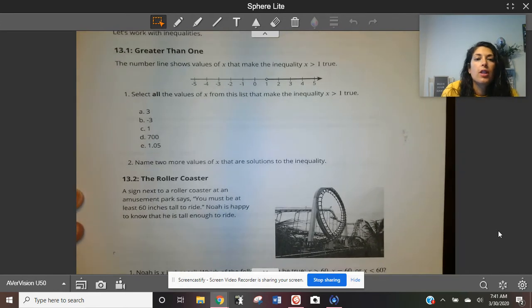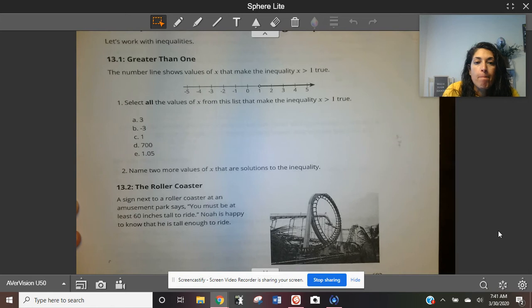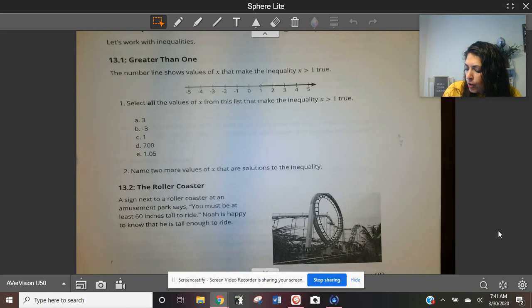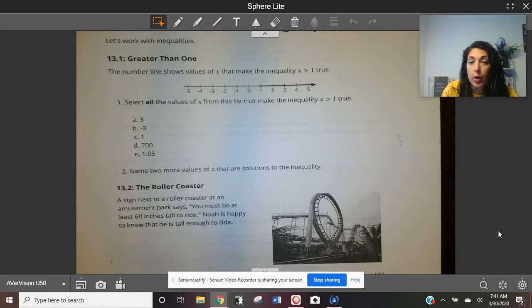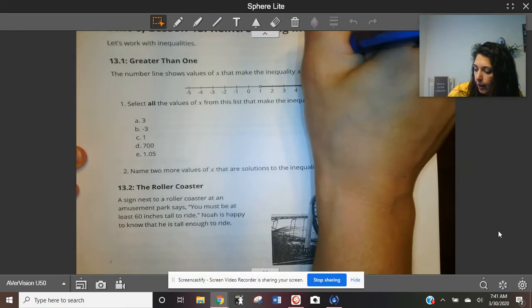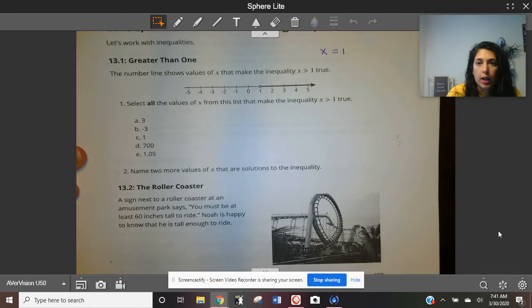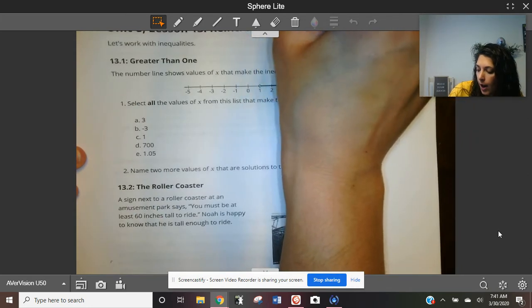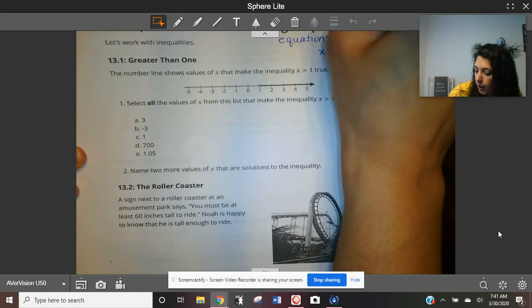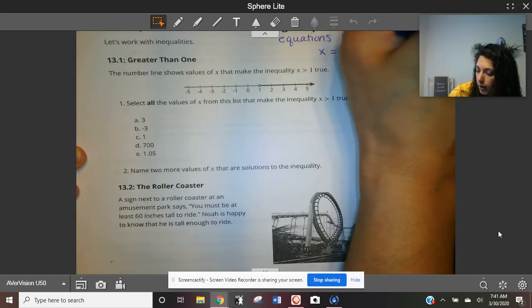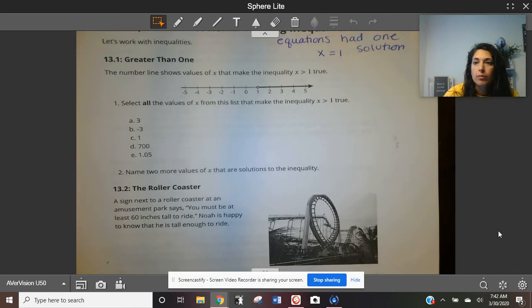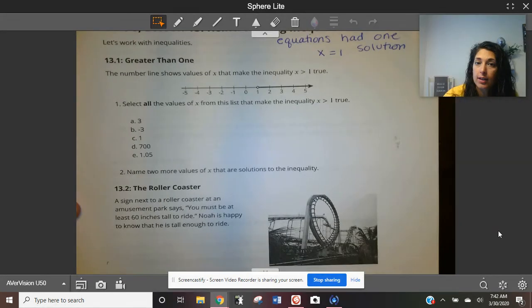So let's get started. The first thing that I want to talk about is we're going to start solving inequalities. It's really important that you remember back to equations. When we had a solution to an equation, it would be like x is equal to 1. I told you that there was one solution. In the past, equations had one solution. Any equation that I gave you guys for Math 7 had one solution. Now with inequalities, this is going to be a little bit different.